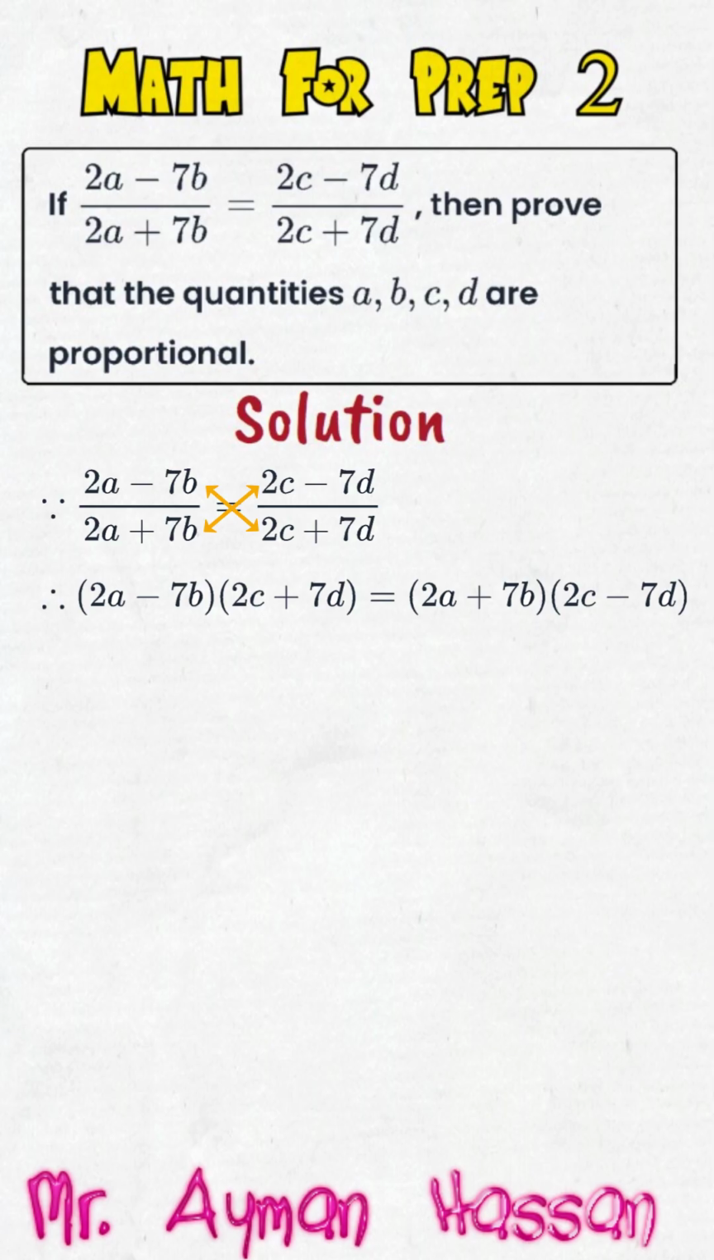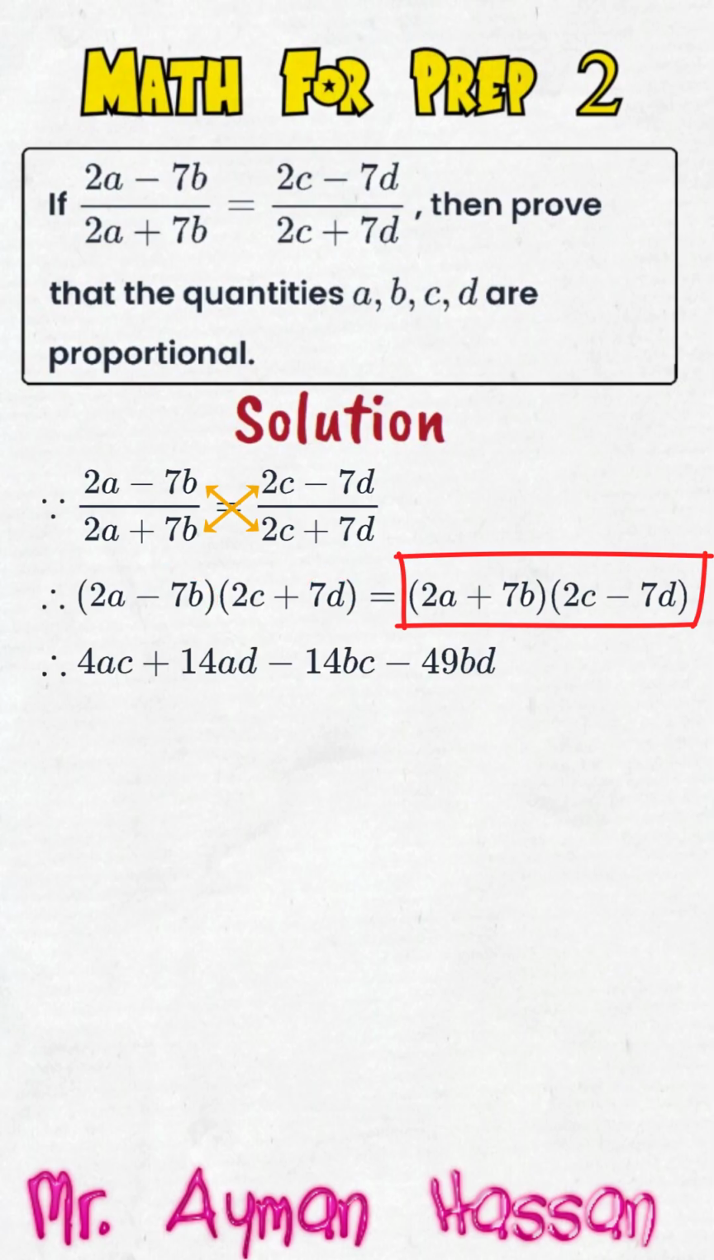Now, expand both sides. First side, 2a times 2c equals 4ac. 2a times 7d equals 14ad. Minus 7b times 2c equals minus 14bc. Minus 7b times 7d equals minus 49bd.